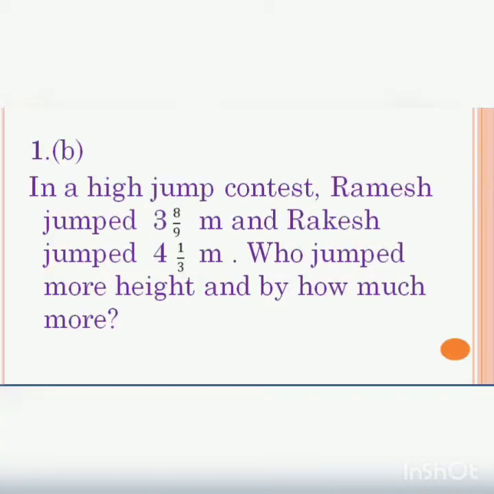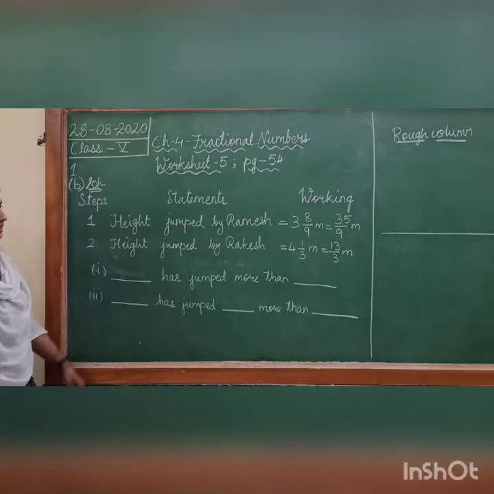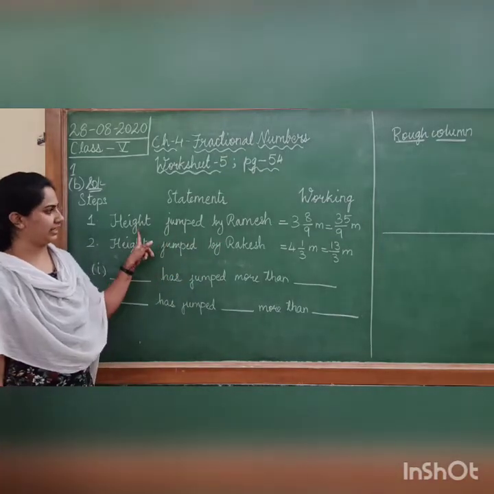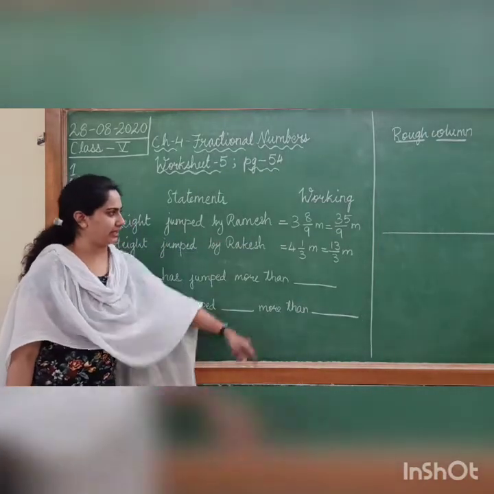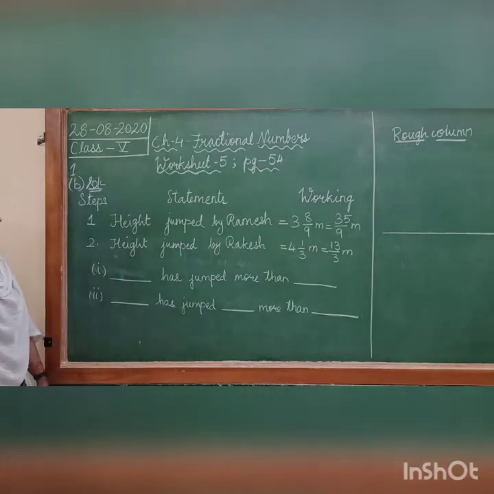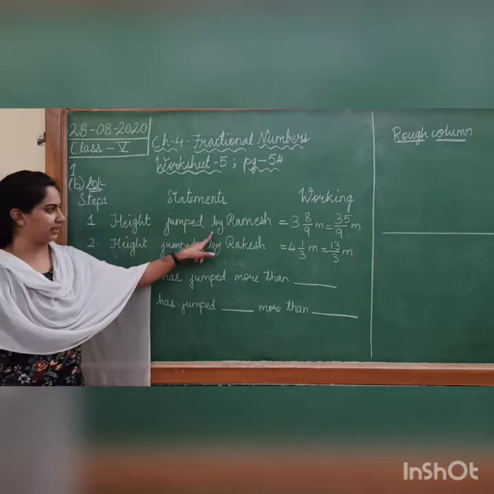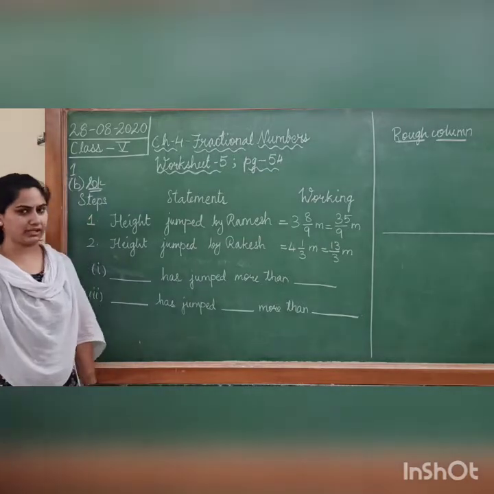Now let us see the next question. In a high jump contest, Ramesh jumped 3 8/9 meters and Rakesh jumped 4 1/3 meters. In this sum we have two questions. First we have to find out who jumped more height, and then by how much more height did he jump. So according to the question, Ramesh jumps the height of 3 8/9 meters.